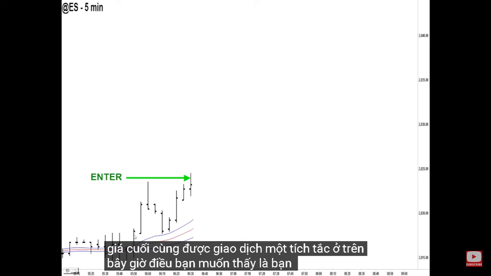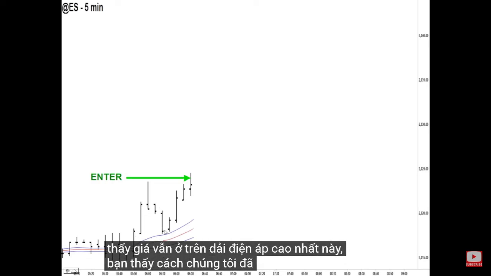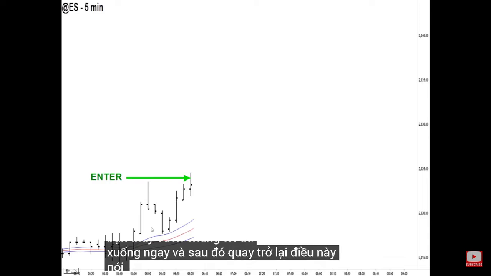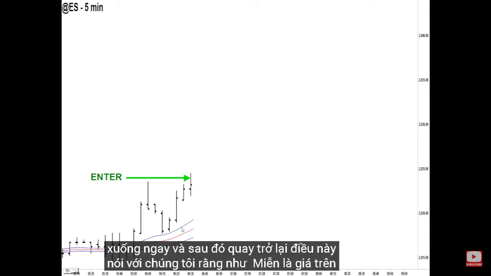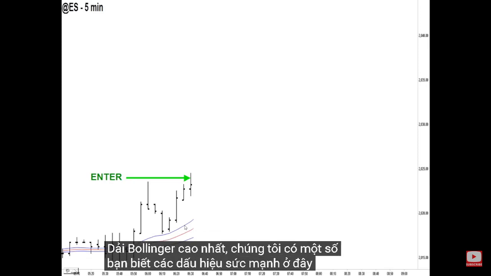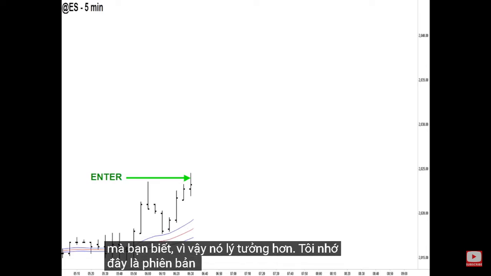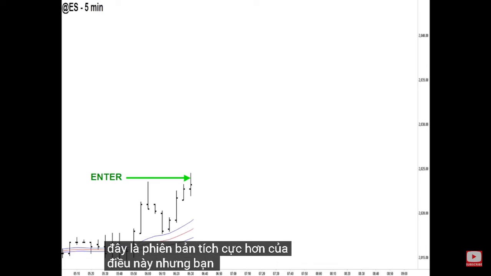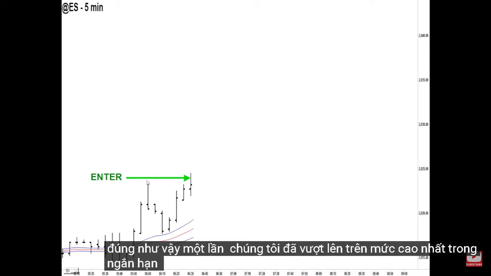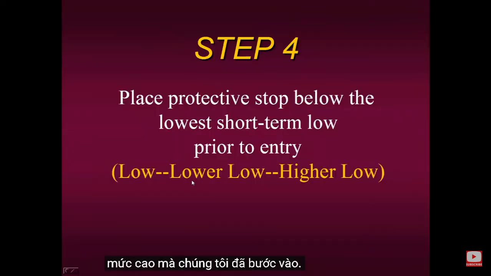Now what you want to see is price remain above this highest Bollinger Band. You see how we got right down to it and then went back up? This is telling us that as long as price is above the highest Bollinger Band, we have some signs of strength happening here. So it's more ideal. Remember, this is the more aggressive version of this, but you want to see price stay as much above that highest Bollinger Band. All right, so once we went above this little short-term high, this pivot high, that's where we entered. Now, how do we protect ourselves?